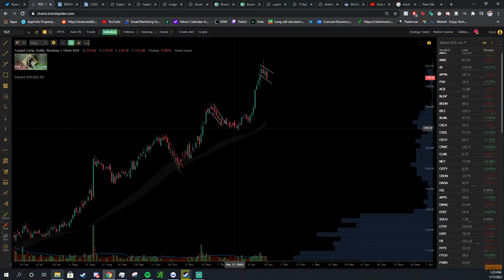It's super important to realize that each stock has a unique personality, and if you learn them, you can play them over and over again.